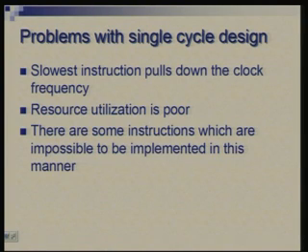So, these are the three problems which we had noticed: the slowest instruction pulls down the clock frequency. If there is a wide disparity in the timings of various instructions, then the whole set of instructions will be running as slow as the slowest instruction. So, that is a difficulty with such a design approach.